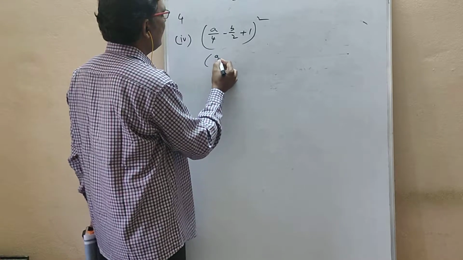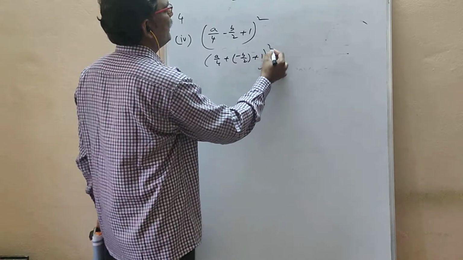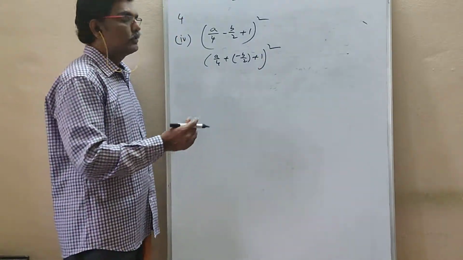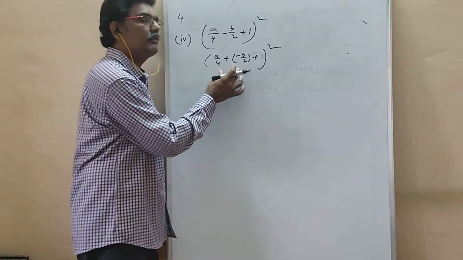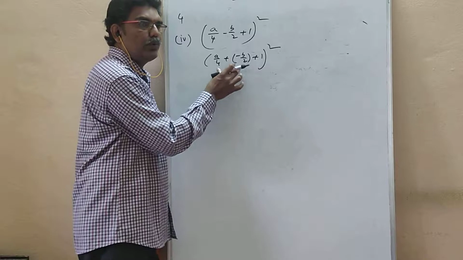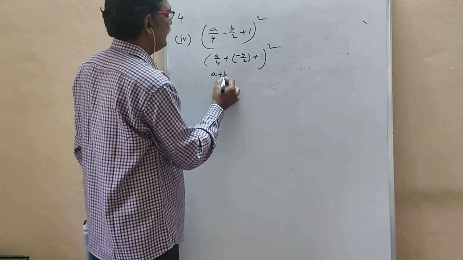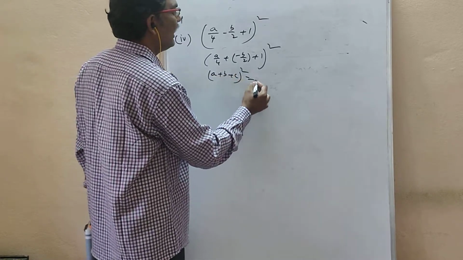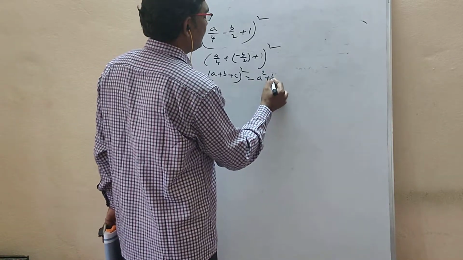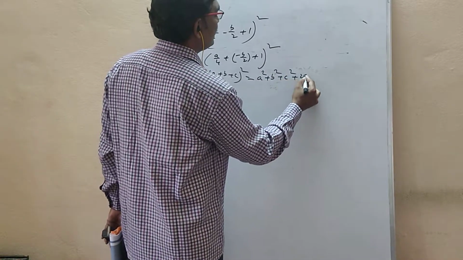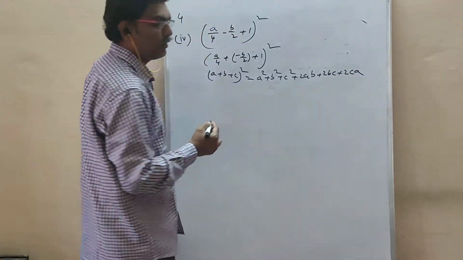This I can write as (a/4 − b/2 + 1) whole square. So for our purpose, it is like (a + b + c) whole square. By seeing this, what did I say to you? I said to remember the identity. What is the identity here? (a + b + c) whole square is the identity. The formula is a square plus b square plus c square plus 2ab plus 2bc plus 2ca.